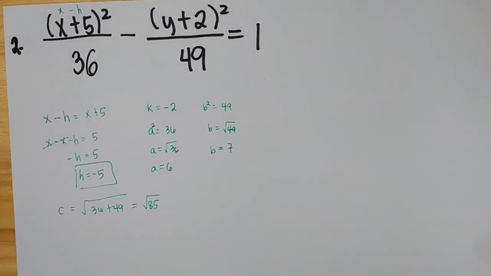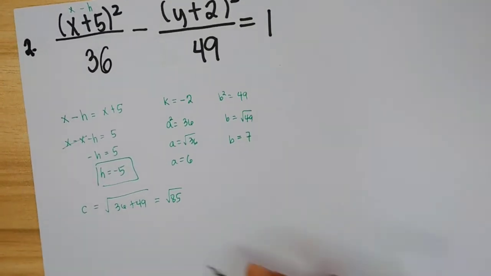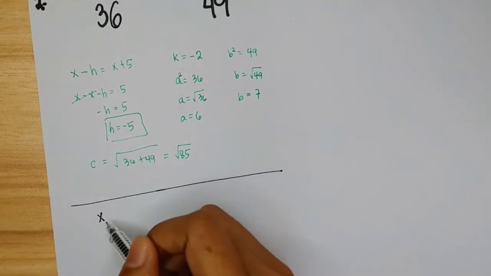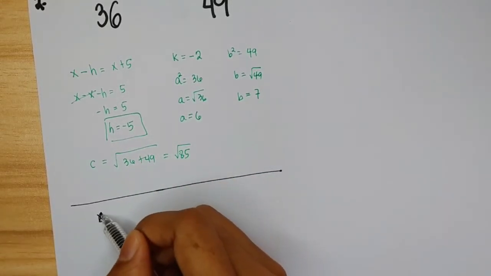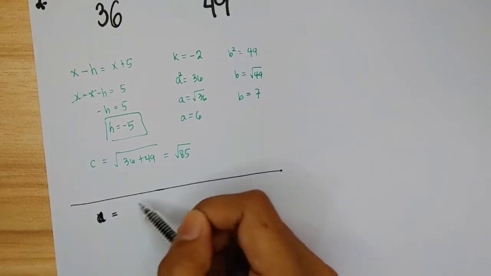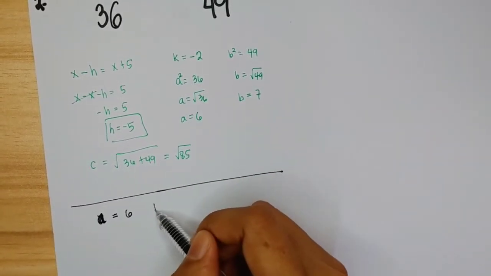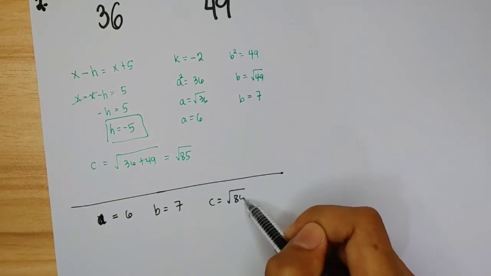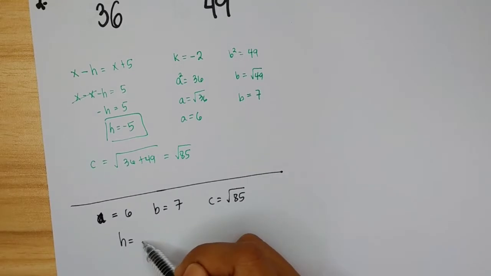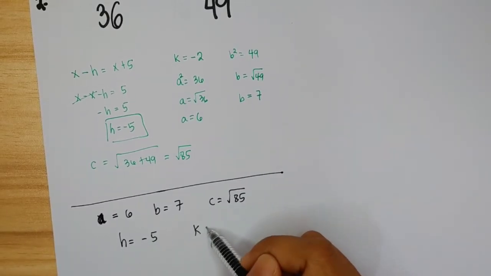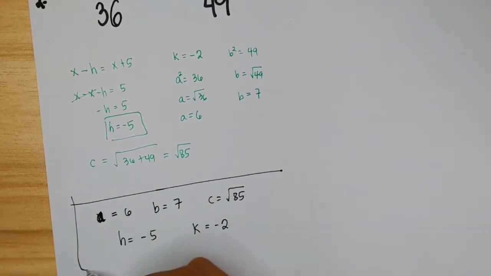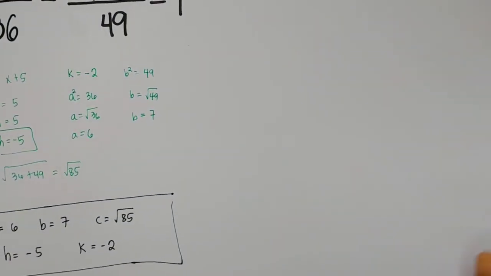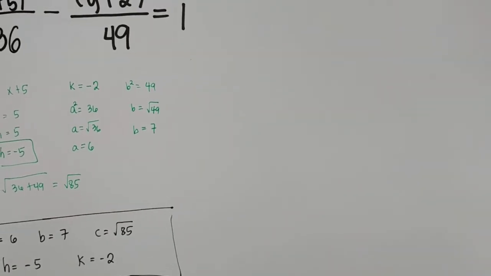Again ha, sulat natin siya. We have here our x, our a. Our a is 6, our b is 7, our c is square root ng 85, yung h natin is negative 5, and yung k natin is negative 2. Okay, so dyan tayo mag-base ha. Now, let's solve for our center.